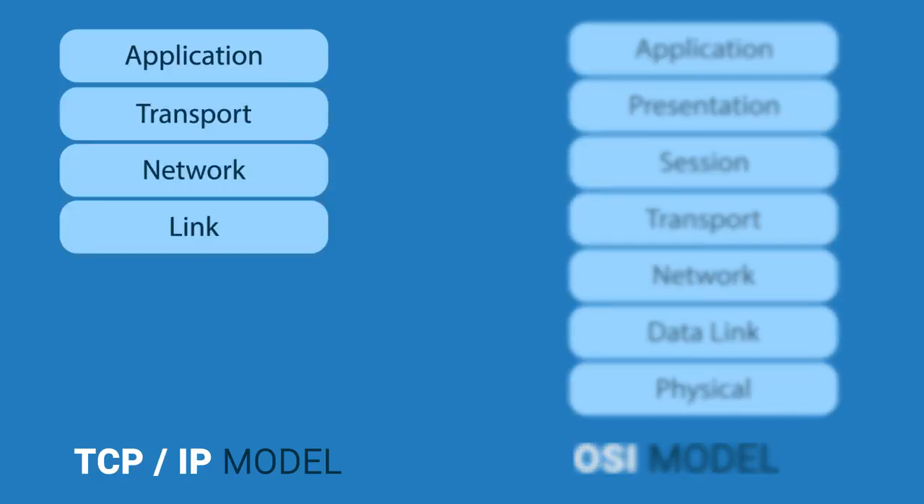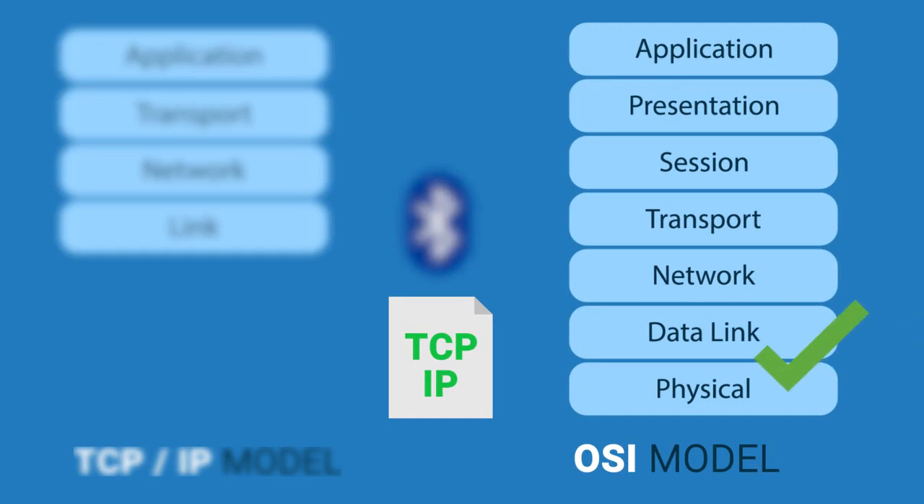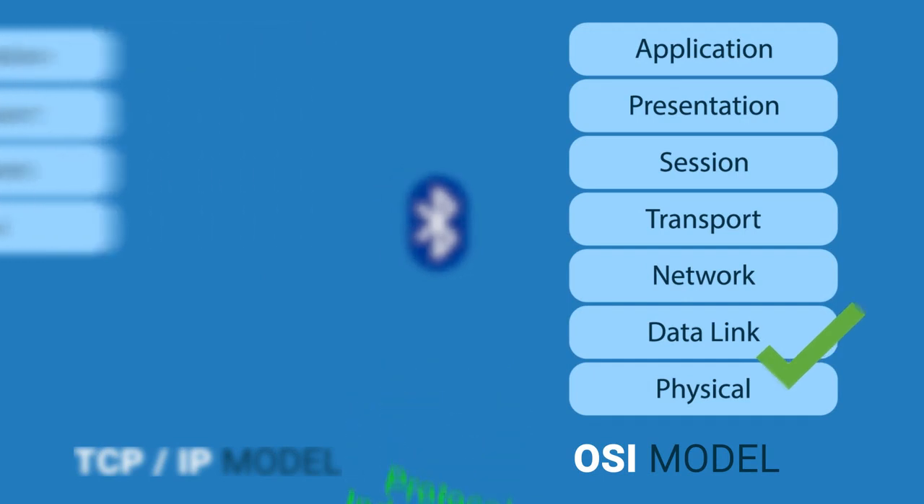It is tough to explain some types of communication with TCP/IP, such as Bluetooth, because TCP/IP is protocol dependent, to both TCP and IP. But the OSI model can explain them as it is protocol independent.